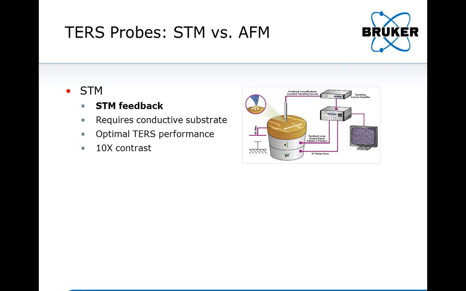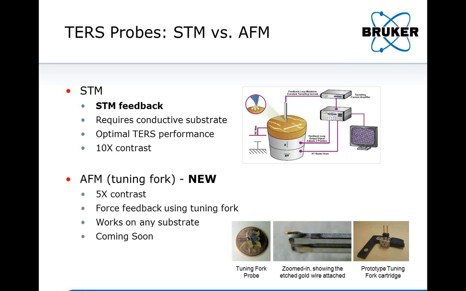Here we have a bit more of a detailed comparison of the use of STM probe to an AFM probe. The STM probe can be brought into closer proximity to the sample surface and therefore will have a greater enhancement. However, the STM probe does require that the sample be conductive. The newer AFM probe, though not providing the level of enhancement of the STM probe, benefits from being able to work on any substrate rather than being restricted to conductive substrates. Examples of the tuning fork and STM probes are shown here at the right.